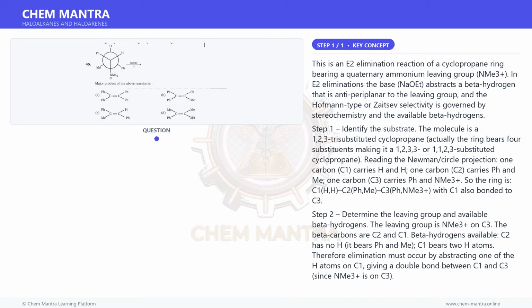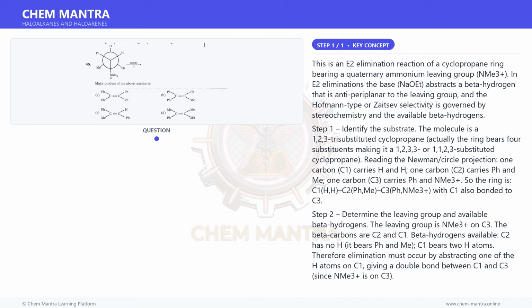Reading the Newman-style projection, carbon C1 carries H and H, carbon C2 carries Ph and Me, carbon C3 carries Ph and NMe3+. So the ring is C1 (H, H), C2 (Ph, Me), C3 (Ph, NMe3+), with C1 also bonded to C3.